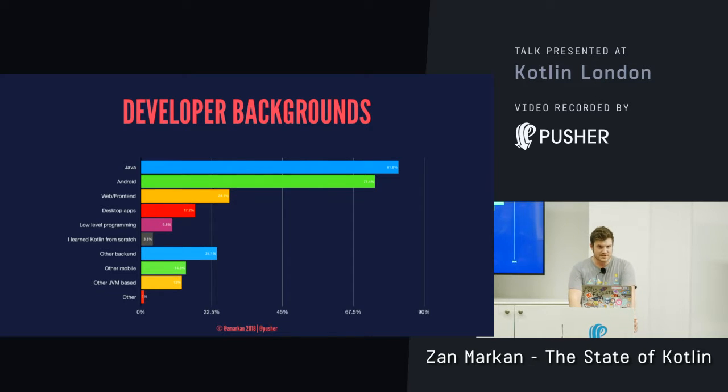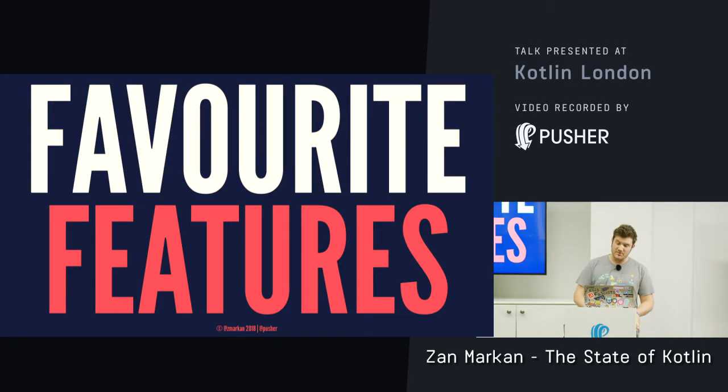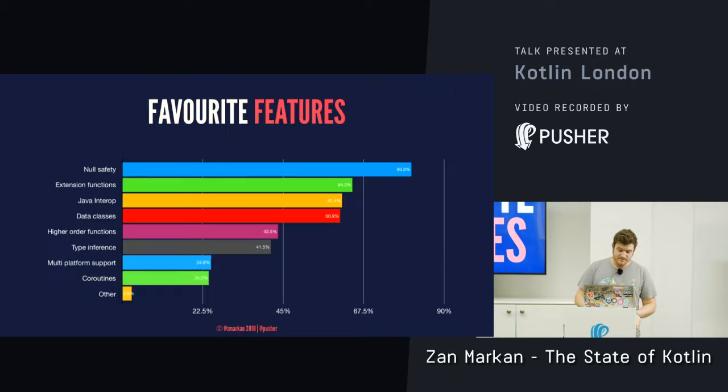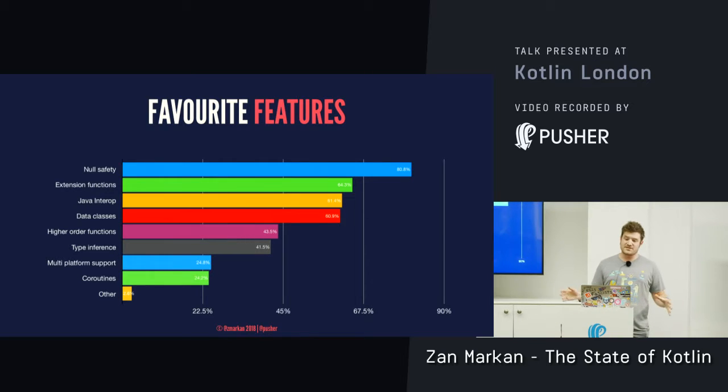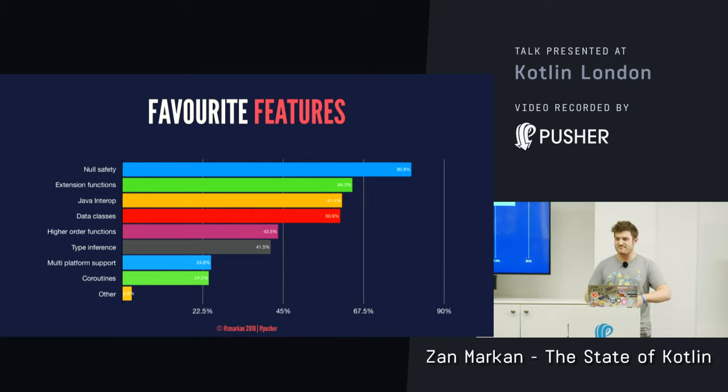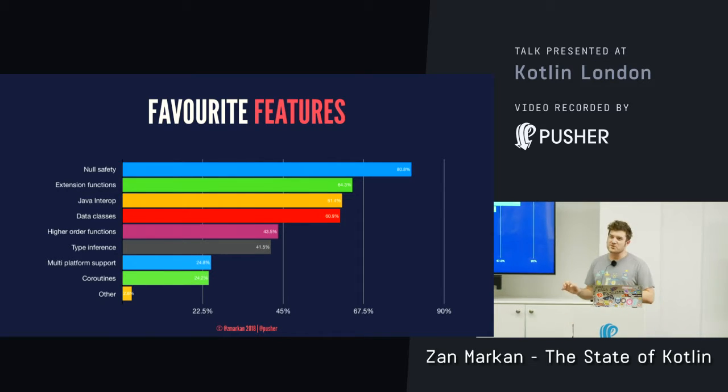So yeah, this was where people come from, how people learn, and what people used to learn. But let's talk about the features, because it's got some pretty amazing features. Null safety is by far the most favored one. So 80% of people say they love null safety. This was a multiple choice question, so people could say they love all of them. I tried to encourage them to pick only 3.